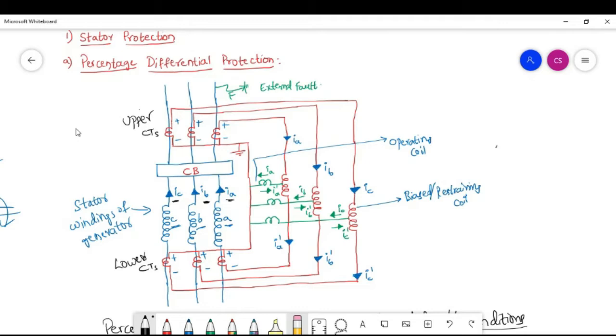See, this is connected. So this is connected again to this point of the CT, and this is connected again to the respective lower CT, and this is also the same. The upper CT phase is connected to this.